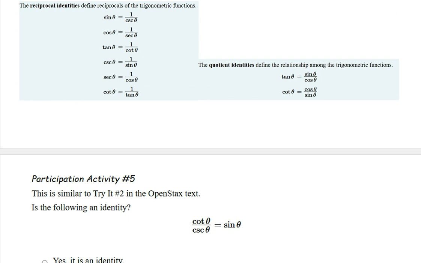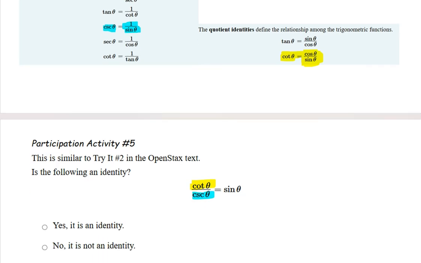Cotangent. Okay, here we go. Cotangent of theta is cosine over sine. So I'm going to put that right there. And then cosecant is right here. Cosecant is 1 over sine. So I'm going to put that there.